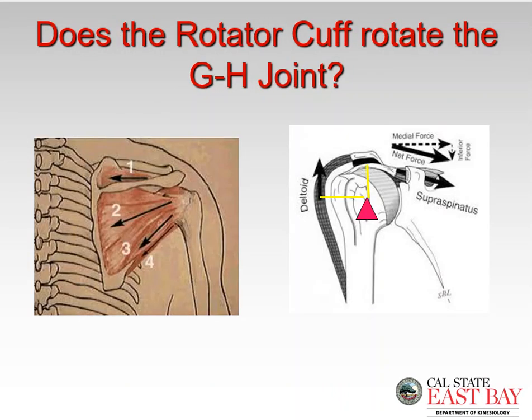Another example is the rotator cuff. Does the rotator cuff rotate the GH joint? And you can see here on the image on the left, the muscle force, they're angled at a very shallow angle compared to the GH joint. So the majority of the muscle force is creating a compressive force on the GH joint, which is good for stabilization, as opposed to the deltoid, which is the primary rotator, because it has a much larger internal moment arm, so it can create a lot of abductor torque.